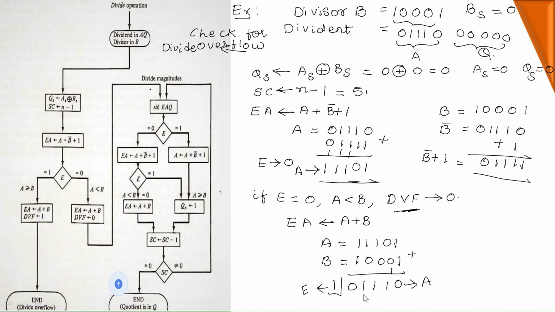Right? We will divide the magnitudes. We have to write E, A, Q and sequence counter. So what is the value of E? If you look here, the value of E is 1, the updated value, and A is 0110.